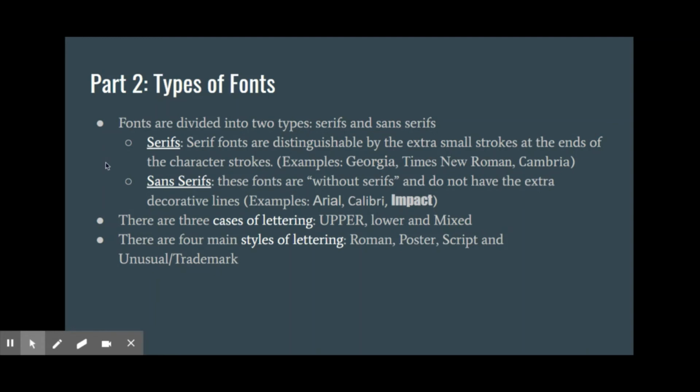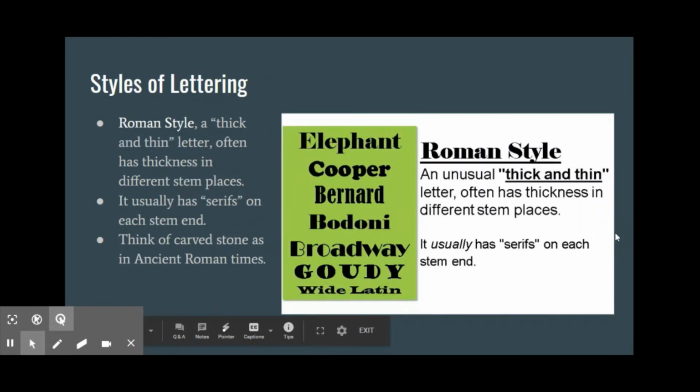So the 4 main styles of lettering are Roman, poster, script, and unusual or trademark. Like I said, these are not the direct terminology to use for these types of lettering. There's actually a lot more types, but I'm just simplifying it this way for you since I'm throwing a bunch of new information at you. Okay. All right. So the first style of lettering that we're going to look at is Roman style.